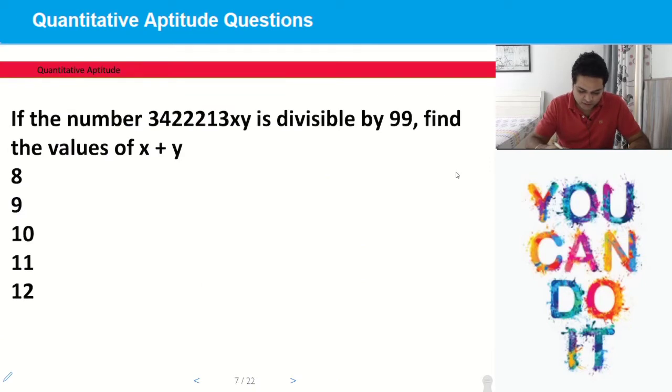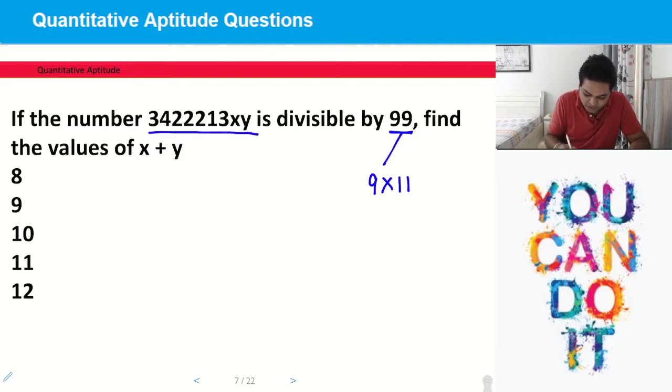Next question. If the number 3422213xy is divisible by 99, find the values of x plus y. So this number is divisible by 99. We can split this 99 as 9 into 11. Let's check for divisibility rule of 9. So 3 plus 4, 7 plus 2, 9, ignore it. 2 plus 2, 4 plus 1, 5 plus 3, 8. So we have 8 plus x plus y.